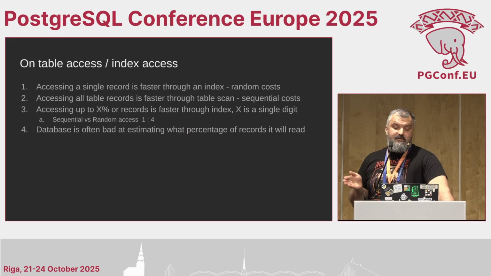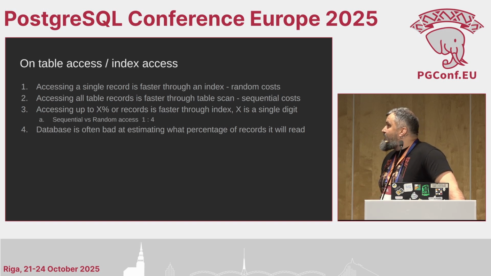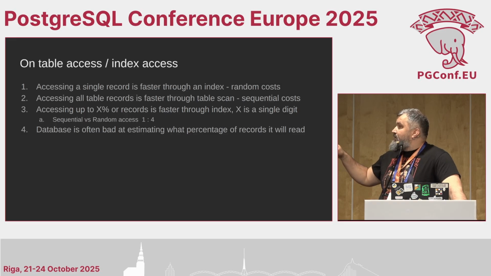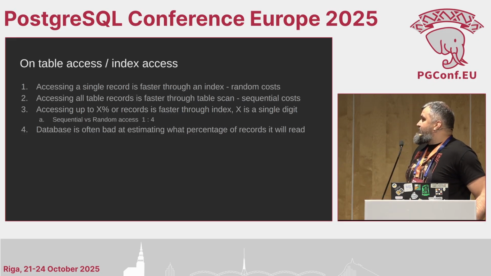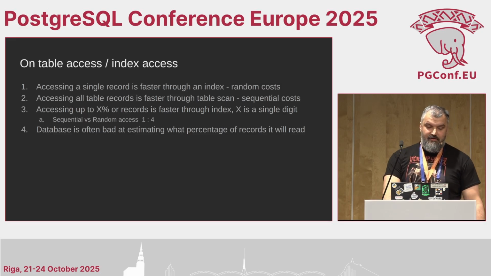Most materials say that it's a single digit percentage. So it might be, I don't know, 3, 4, sometimes 7, depending on the source. But it's a single digit. And it boils down to this difference between sequential access and random access. Just by looking at those, the percentage would be 25%. But if you account also for costs for accessing the index, it goes down into single digit. And it would be fine, but databases are often bad at estimating what percentage of records they will read, so they often choose the wrong access plan.